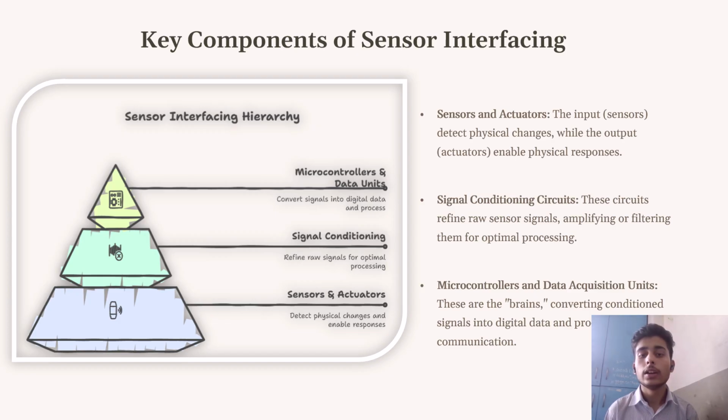This basically refines the raw signal coming from sensors, which includes amplifying or filtering these signals and removing unwanted noise from these signals and making them optimized for further processing. Third component is microcontrollers and data acquisition units. These are also called the brain of IoT, which converts the conditioned or refined signals into digital data and processes it for further communication. We can see the hierarchy of these components in the figure also.